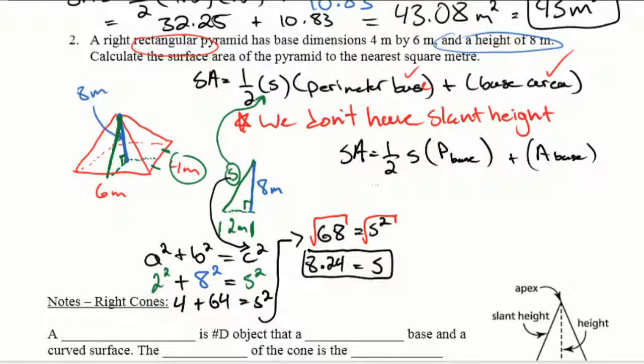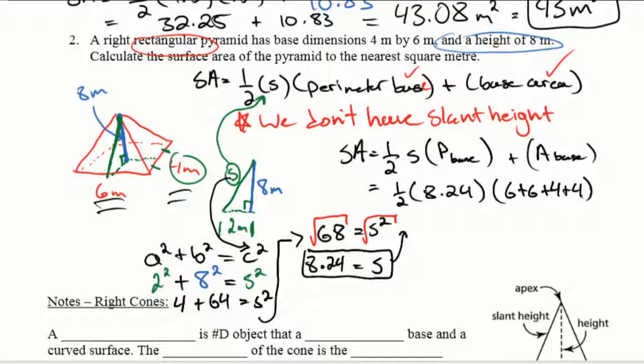All right, I know everything now. I have 1/2. This s, I'm just going to bring from down here. I have 8.24. The perimeter of the base is, I have the 6 and the 4, so I'm just going to have 2 of each of those. So I'm going to write it out: 6 plus 6 plus 4 plus 4. And then I'm going to add to that the area of the base.